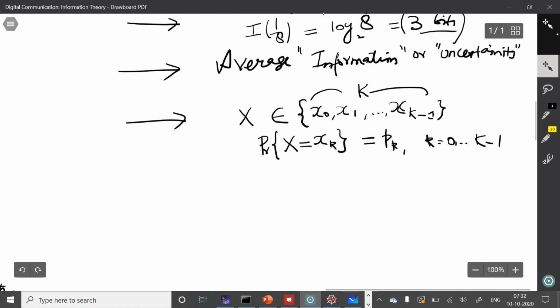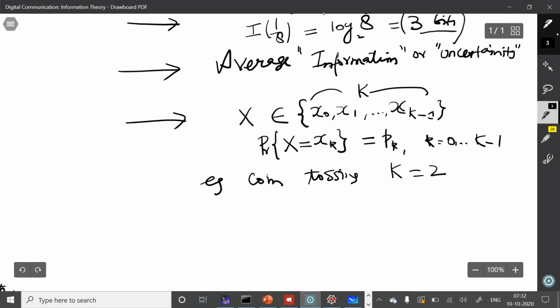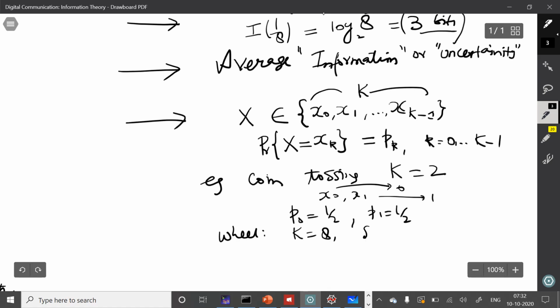So to make it more clear, as in coin tossing, this k was 2, right? So you have two outcomes, x0, x1, where x0 was mapped to 0 and x1 to 1, and their p0 is half and p1 is half. Similarly, in the wheel example, k is equal to 8, so you have the outcomes x0 to x7. So this is the general representation.